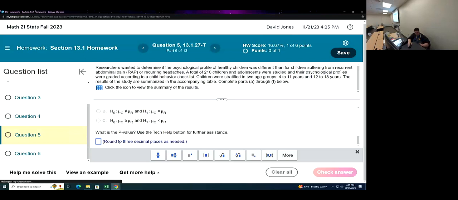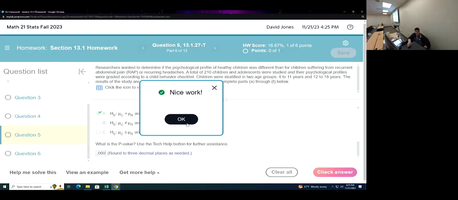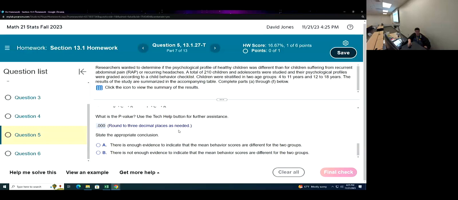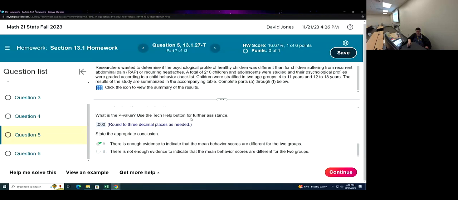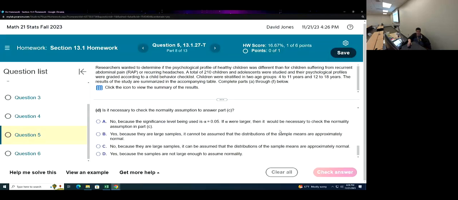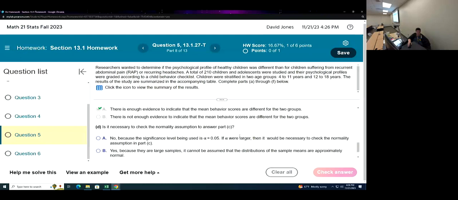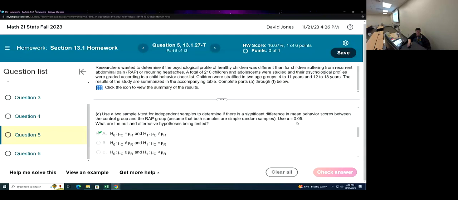P-value rounded to 3 decimal places is 0. So there we're at, are we going to support HA or not? It doesn't really matter what alpha is. P-value is effectively 0. So the p-value is too low. So we're going to reject H naught. We're going to support HA, which means there's enough evidence to indicate that the mean behavior scores are different for the 2 groups. Okay, continue. They didn't give us an alpha. Oh yeah, they did. They said use alpha equals 0.05.